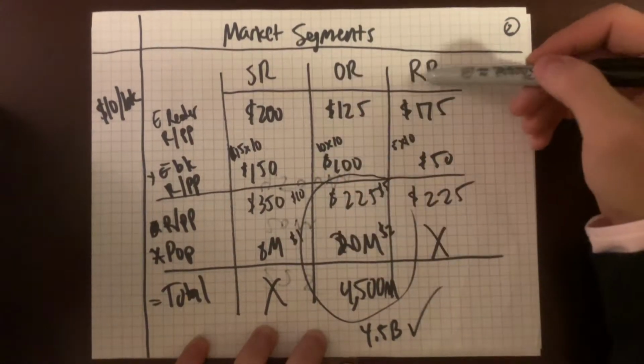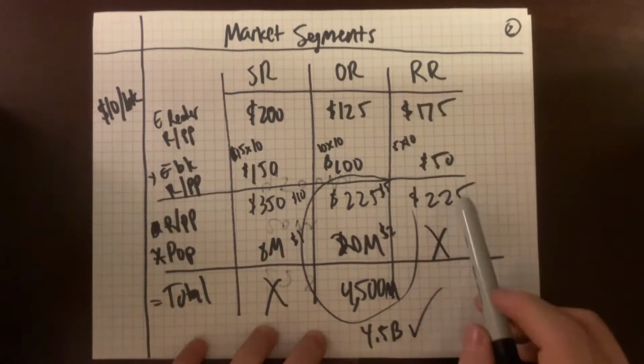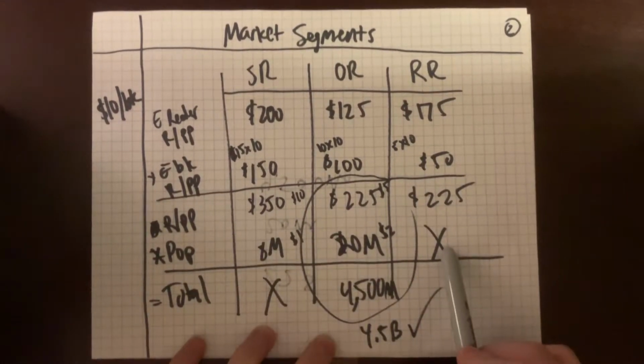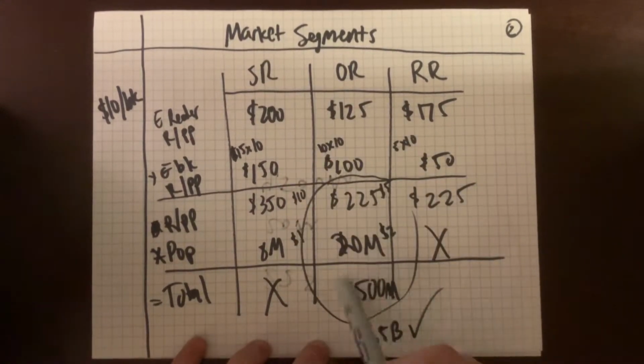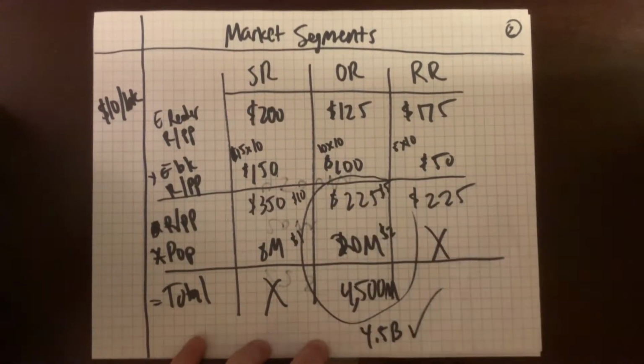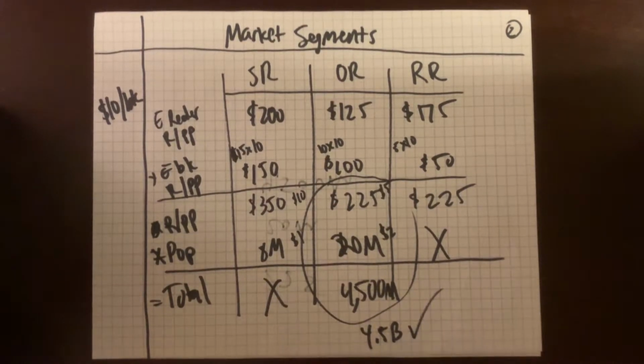As we went down, we saw that we could already start eliminating some of these without even doing the math. We could say that rare readers already weren't going to be the biggest. We stopped there. Then at this point, we said super readers are not going to be bigger than occasional readers. Let's just focus on occasional readers, only do the math there. And they have a size of 4.5 billion, which is the largest.